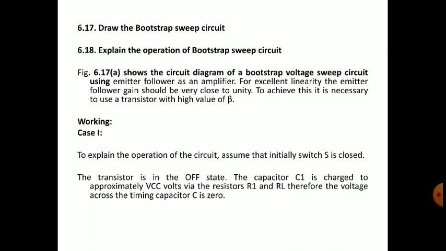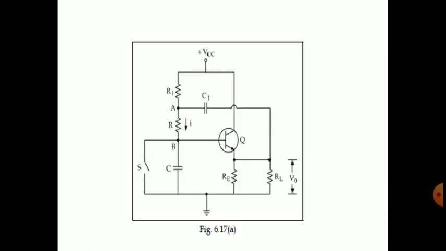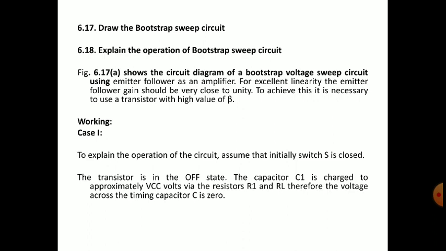See the working. Case 1. To explain the operation of the circuit, assume that initially the switch S is closed. What happens when switch S is closed? It is in parallel with the capacitor, that is, the switch is a short circuit. In the capacitor, there will not be any flow of current. The transistor is in off state. The capacitor C1 is charged to approximately VCC volts via the resistor R1 and RL. Therefore, the voltage across the timing capacitor C is 0.